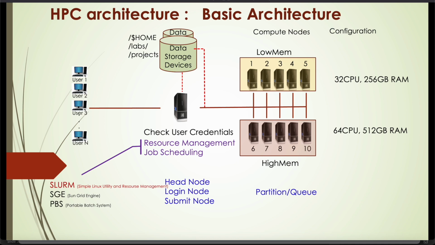So you can run your job in compute node 1 or compute node 10 as long as the resources you are asking for exist on compute node 1 or compute node 10. So from a user perspective, these are the 3 or 4 different key components you should be aware of.